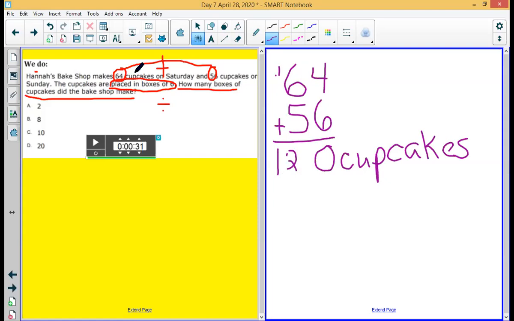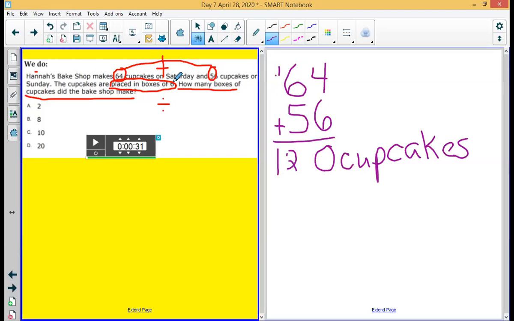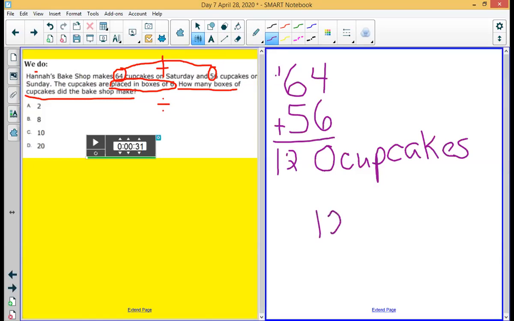Now, they took that 120 cupcakes and they placed the cupcakes in boxes of 6. So again, they're separating them and putting them in boxes of 6. So this tells me that I am going to divide. So now I'm going to take my 120 cupcakes and I'm going to divide 120 by 6. Hmm, 12. Oh, this is easy.